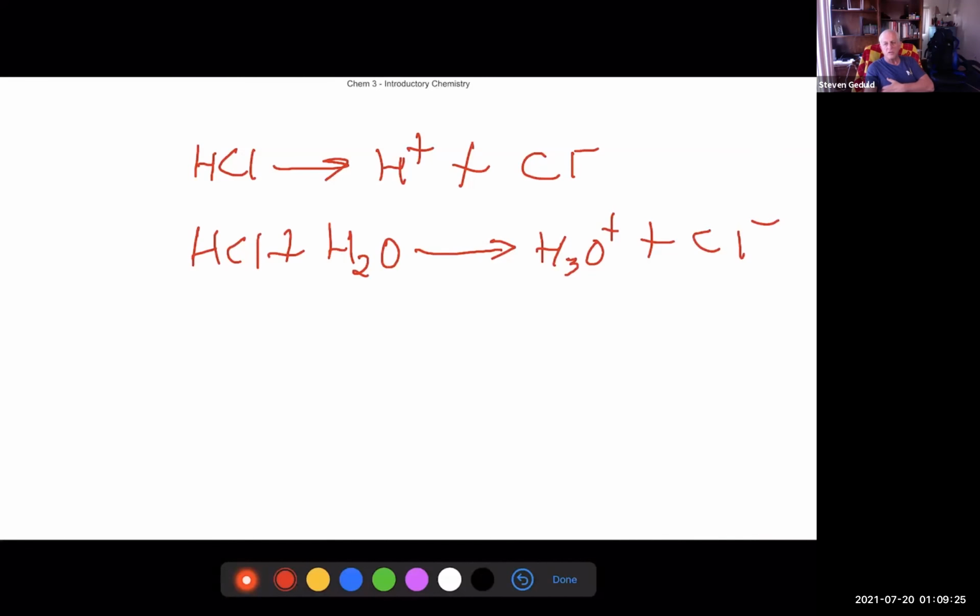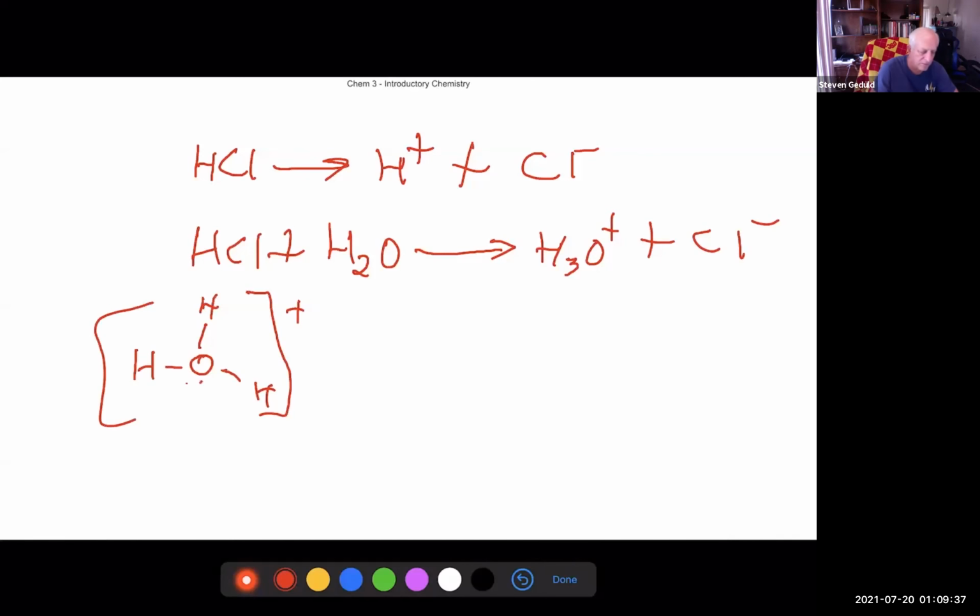Okay? The water is absorbing the H+ ion. Remember, water is H2O. And another hydrogen is bonding here, giving it a positive charge. So H+ is the same thing as writing H3O+. It's the same thing because the H bonds to the water, making it acidic.